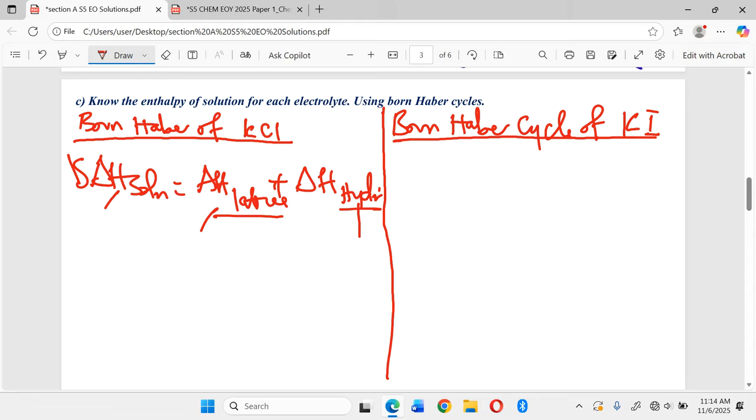If it is potassium chloride, we are going to have potassium chloride, which is our solid. We dissolve it in water, aqueous. When you dissolve it in water, it will form potassium ions, aqueous, plus chloride ions, which are also in aqueous state. Are you seeing that? Now, this is the enthalpy of solution. The one we don't know. This is the one that we are looking for.